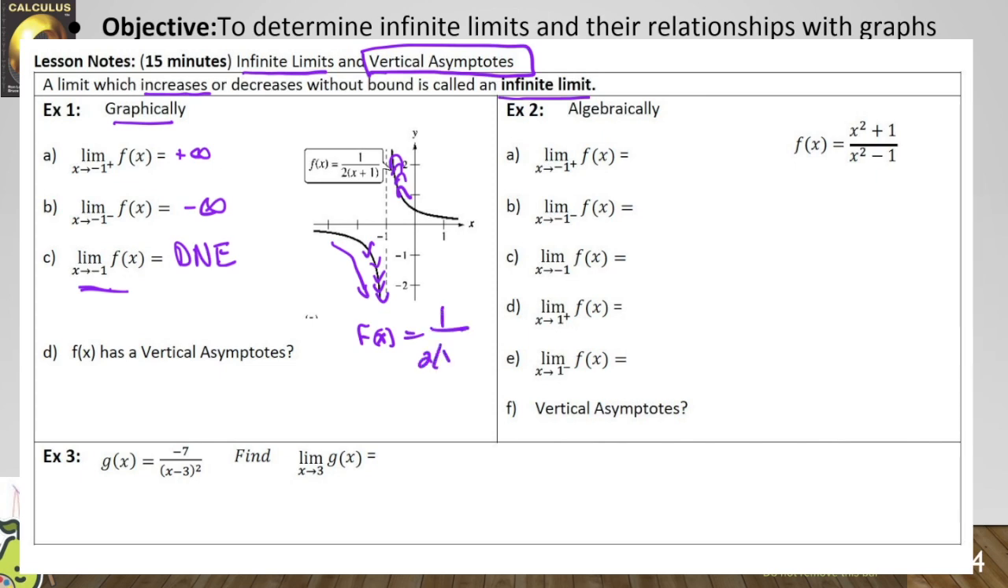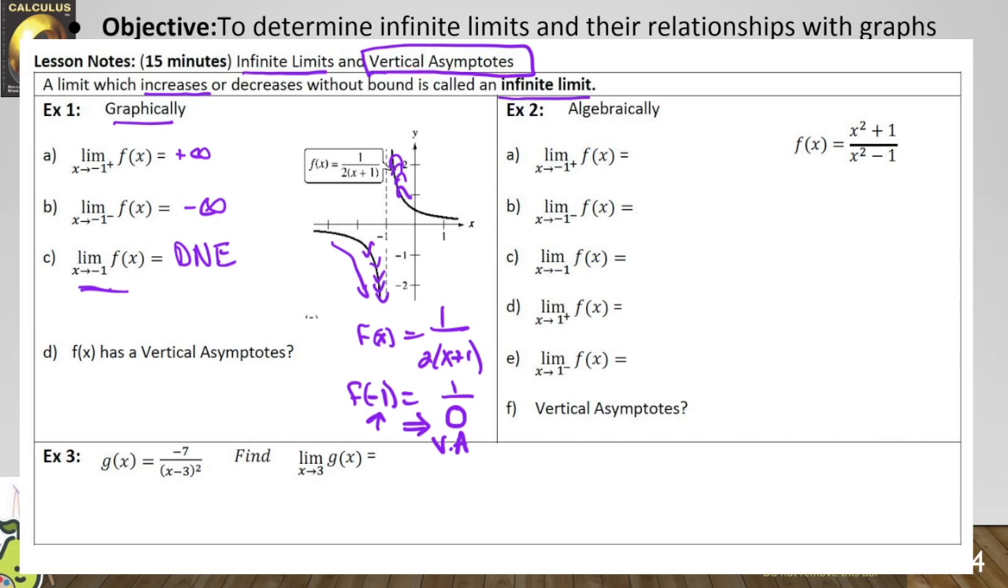1 over 2 times your x plus 1. When we're talking about limits, of course, you try substitution first. If you substitute -1 into your function, f of -1 seems to have 1 over 0. And if you have a 1 over 0, that's your clue that there's a vertical asymptote at the value that you're substituting.